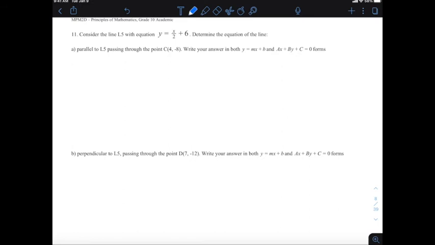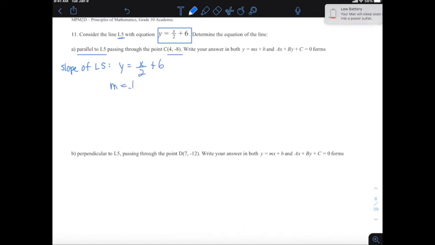know a bit about parallel and perpendicular lines. So if I consider the line with this equation, I want to determine the equation of a different line with the following attributes. So this is L5, and I want my new line to be parallel to L5 and passing through this point. Parallel to L5, I need to know the slope of line 5. So I can see that the slope here is 1/2.